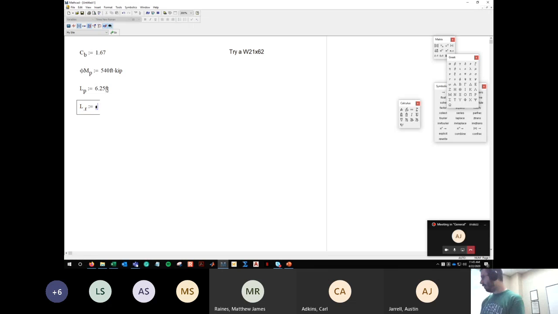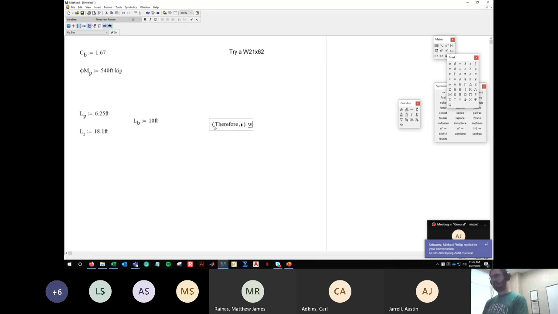Then LR. What's LR? 18.1. So LP and LR are this. And then for our problem, LB was 10 feet. So if we're talking about these quantities, what zone are we in? Zone 1, Zone 2, or Zone 3? Exactly right.